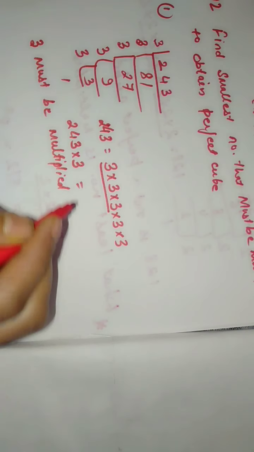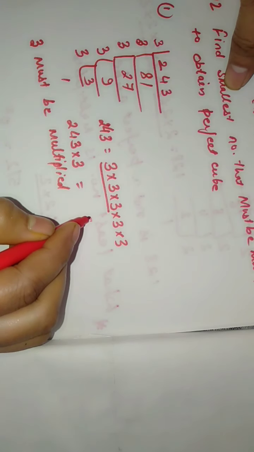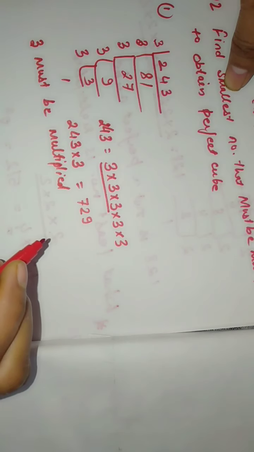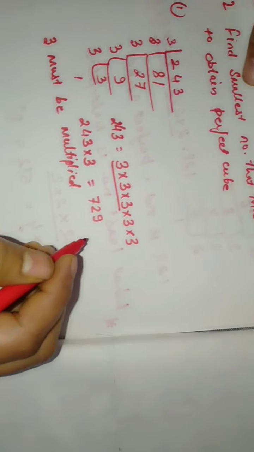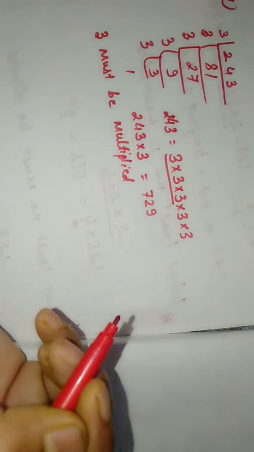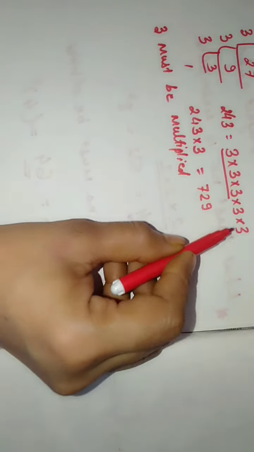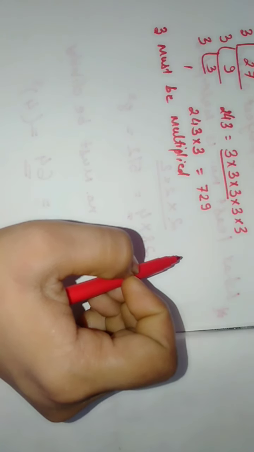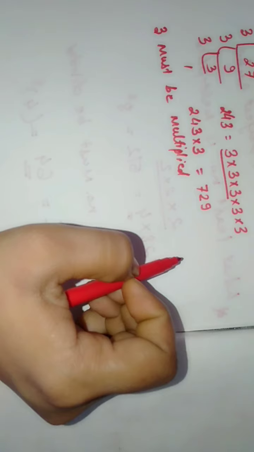And on multiplication with the 3, we can see that it is 729 and 729 is a cube of 9. So what we have to do is we have to complete the triplet. Whatever is left, that triplet should be completed.